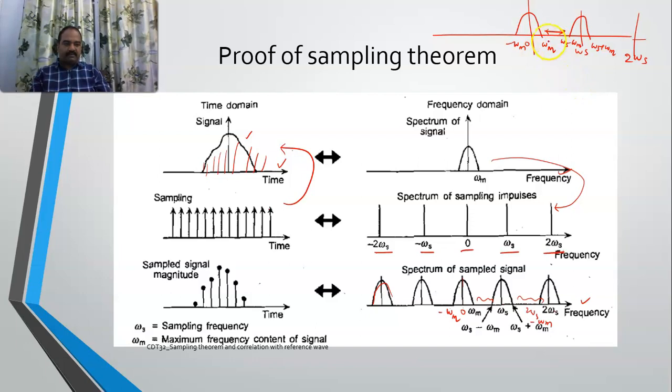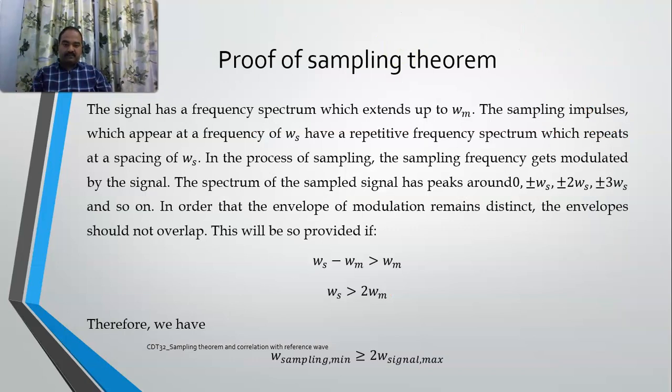Even if they just collide, that is the worst case, so omega s must be equal to 2 omega. This is the minimum case. Normally omega s must be greater than this value, so you get omega s greater than or equal to 2 omega. This is your sampling theorem. If it fails, there will be an intersection of these spectra, which means you will lose data while digitizing it. Understand? So this is the proof of the sampling theorem that I have already explained.